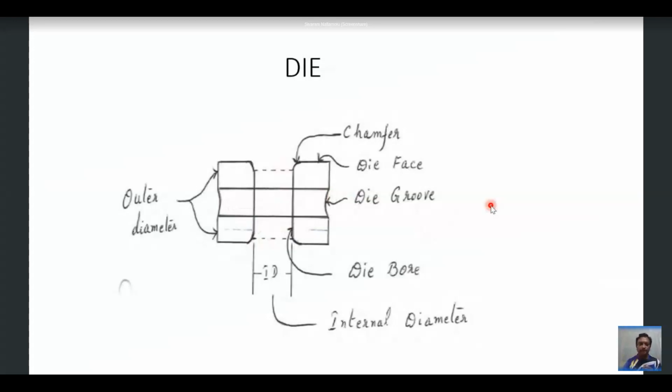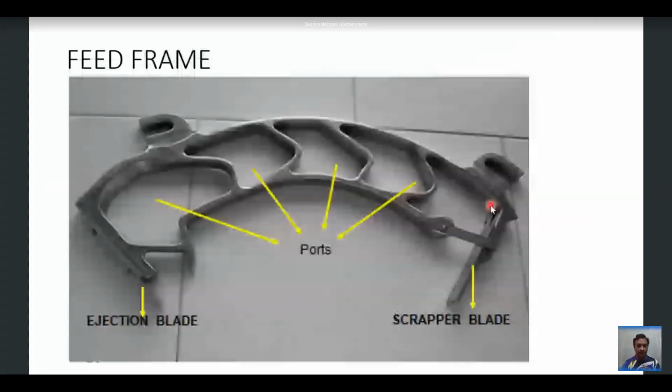Coming to this picture, the feed frame. The main purpose of the feed frame is to hold the granules in ports.